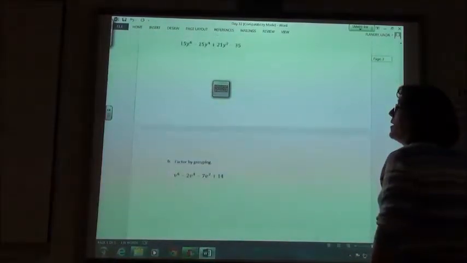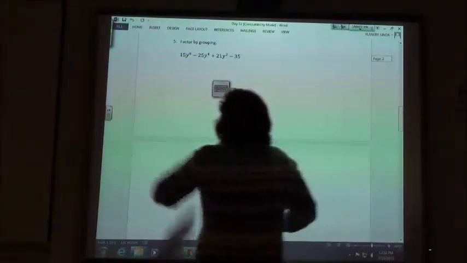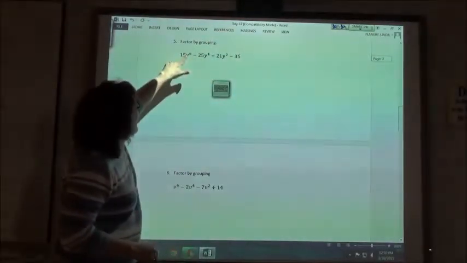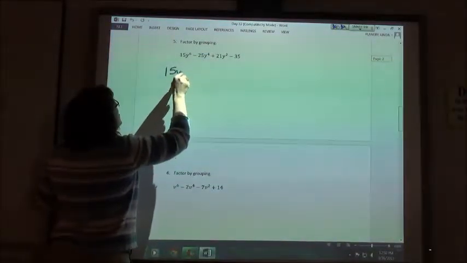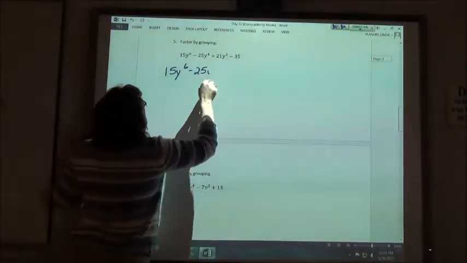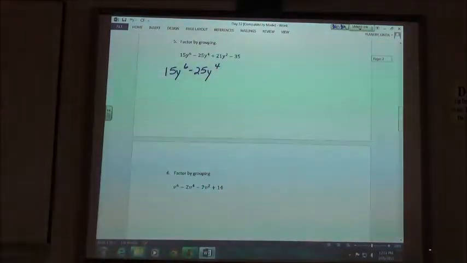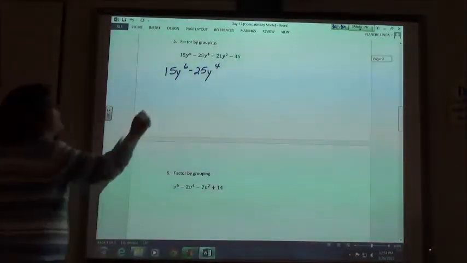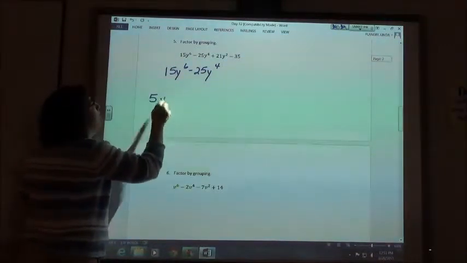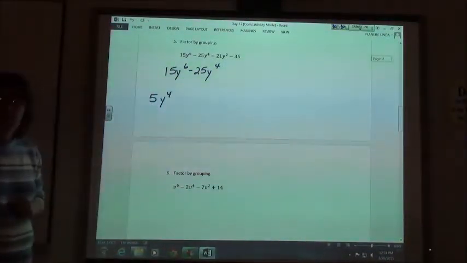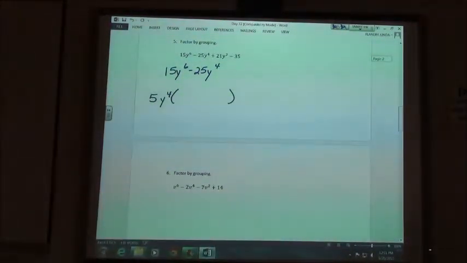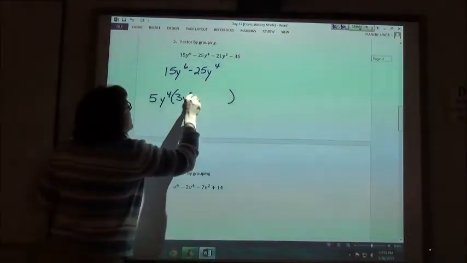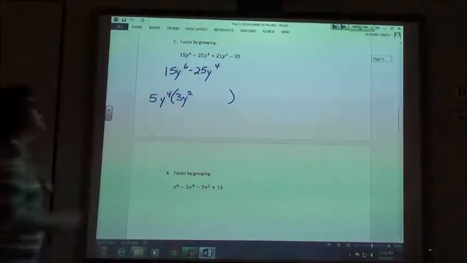Number 5. Factoring by grouping, I can see that my exponents go from the highest one down, so it is in the proper order. I'm going to take the 15y to the 6th minus the 25y to the 4th, and the greatest common factor there would be 5y to the 4th, the lower of my two exponents. So if I take 15y to the 6th and divide out the 5y to the 4th, I get 3y squared, dividing my numbers and subtracting my exponents.